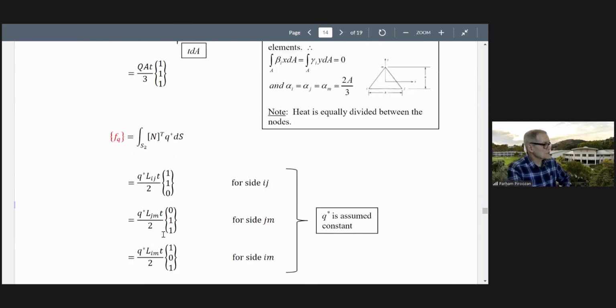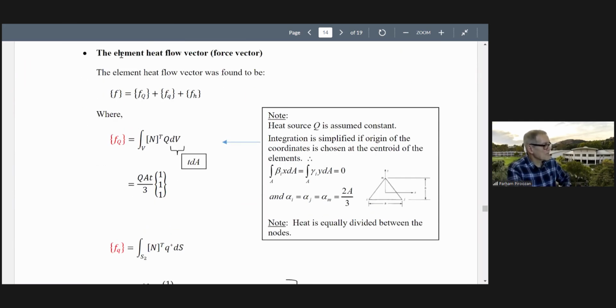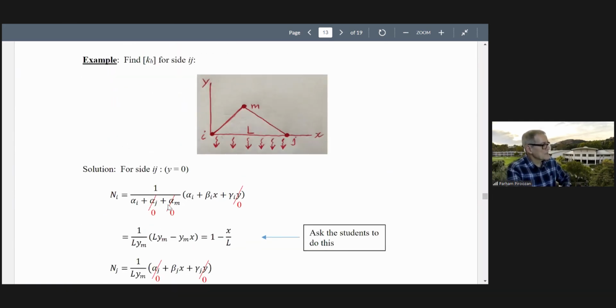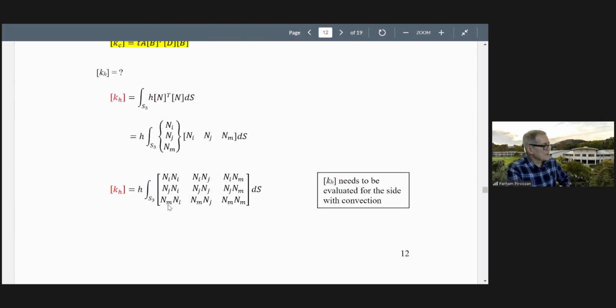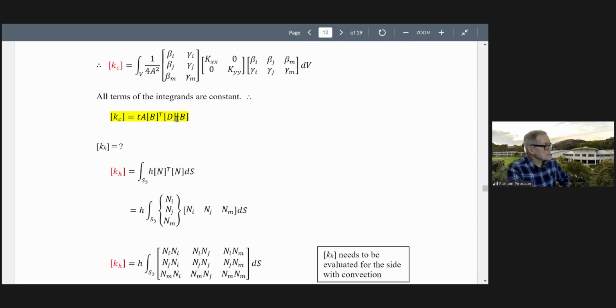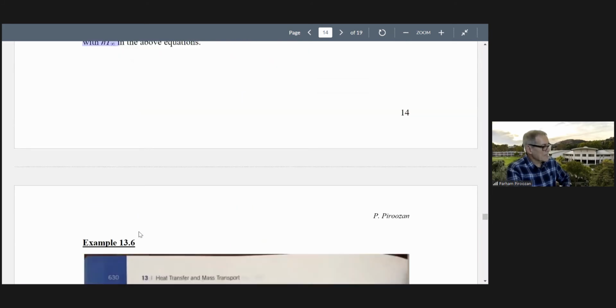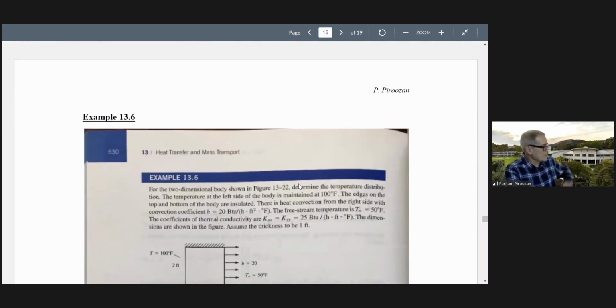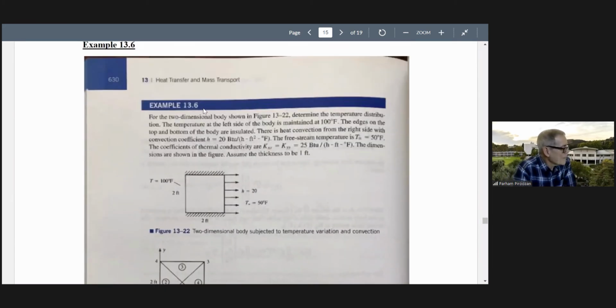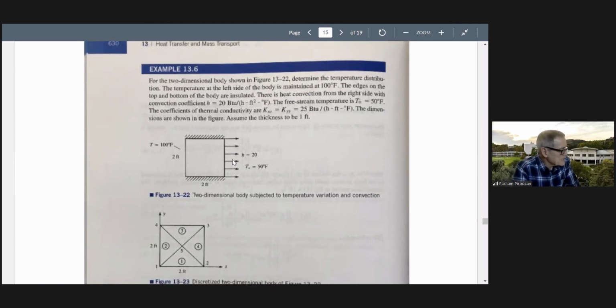All right, so we looked at everything. We have our heat flow vector f, and we have our k sub c we discussed, and k sub h. We have all the components, and we are ready to solve triangular elements. Any questions before looking at this example problem? All right, no questions. So let's look at this example problem again from our textbook.